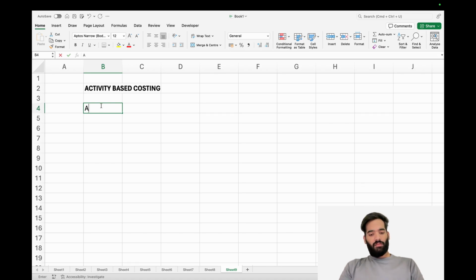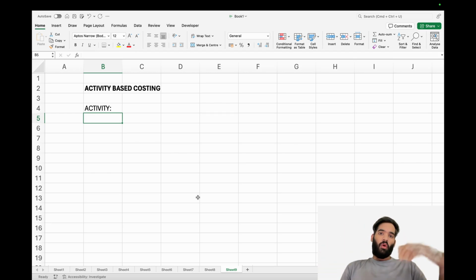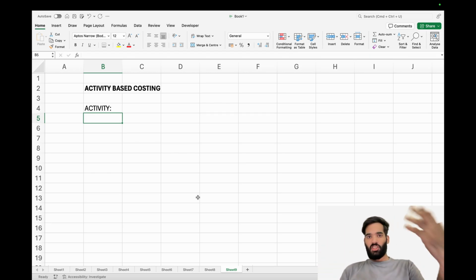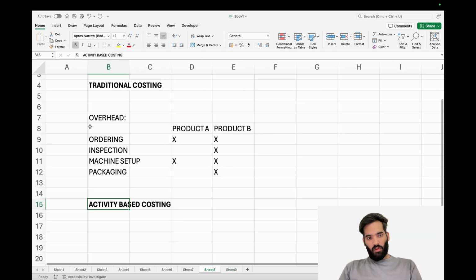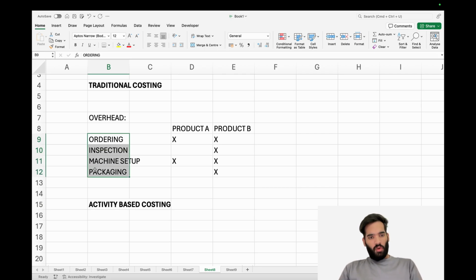So let me explain some terms. First, what do we mean by an activity? Activity again means things that you are doing, like ordering, like we talked about, inspection, machine setup, packaging, maintenance, and all of the other things that go along with that. So let me copy it from where we already discussed the activities that you might see.